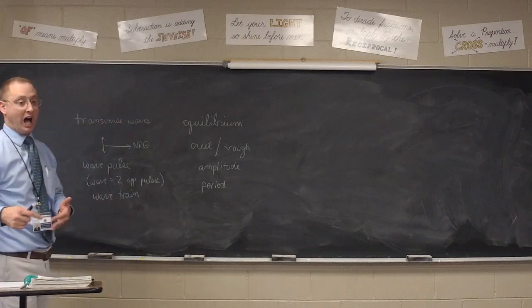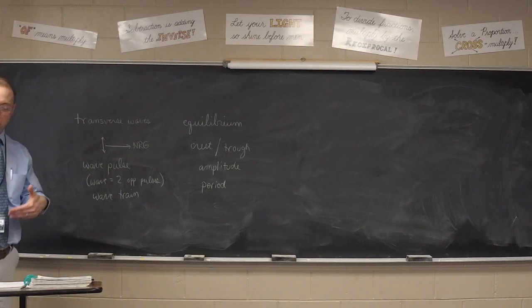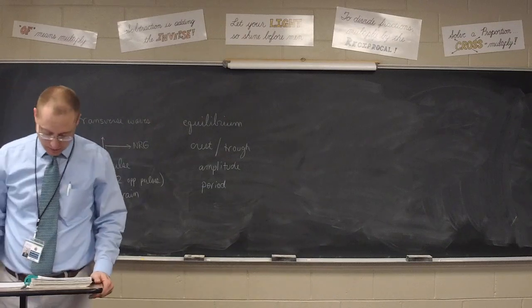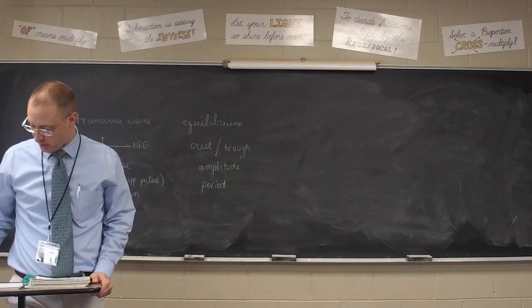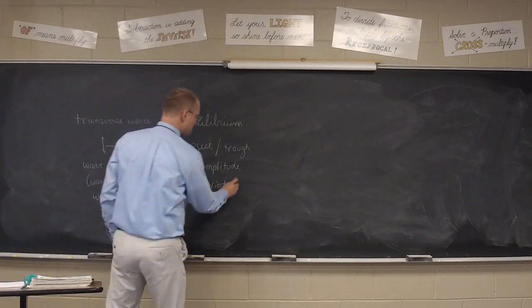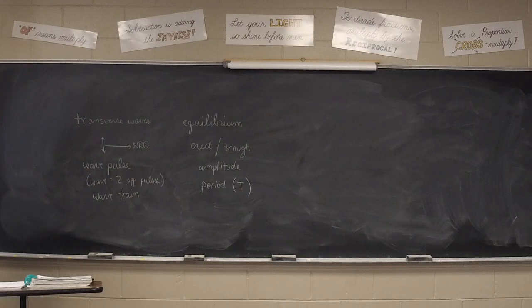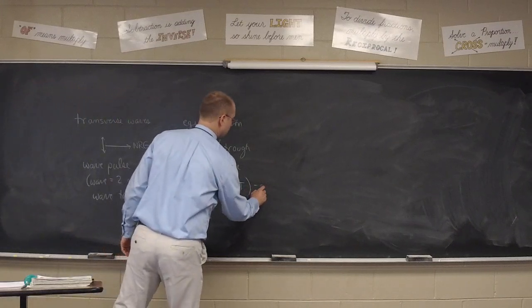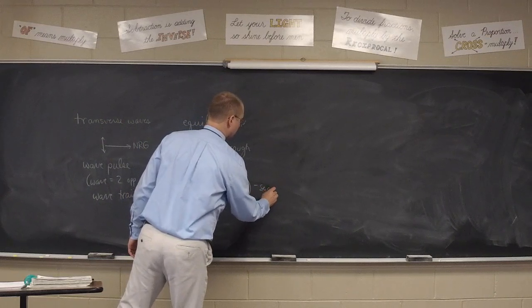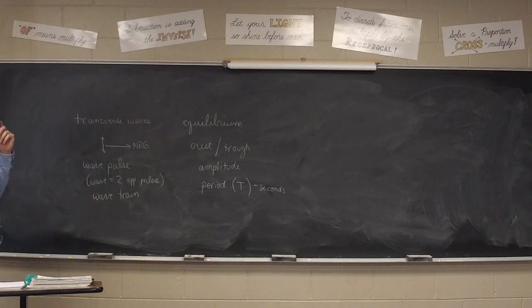Before, it was the time for an oscillation to occur. Now we're looking at period as the time for a wave to pass a given point. Period is the time it required for a wave to pass a given point. We'll still notate it with a capital T, since period is time, and we'll still measure it in seconds. So period is the time it takes a wave to pass a given point.